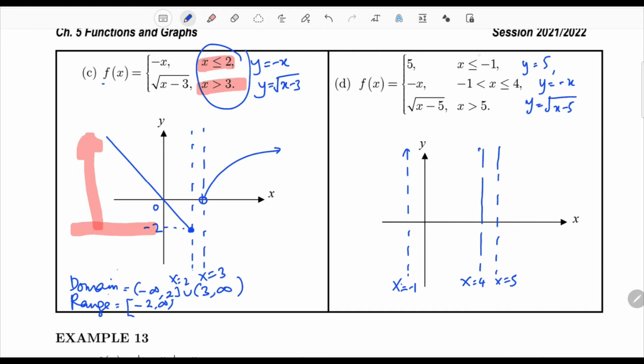When x is less than or equal to negative 1, f(x) is 5. So here, you have the equal sign. That's your 5. And then y equals negative x. When x is negative 1, it becomes 1. When x is 4, it becomes negative 4. So it passes through the origin. Okay, so this is 1. Make sure you use a ruler, sorry. So this is 1. Okay, let's do it again.